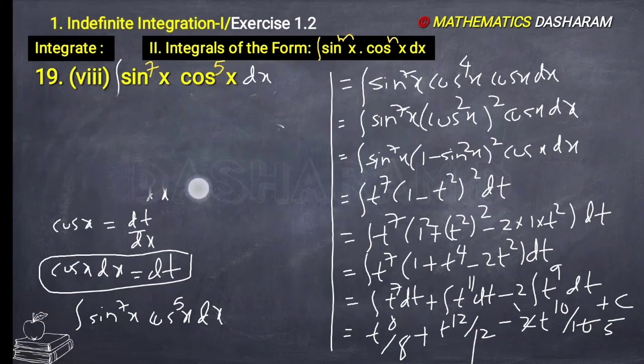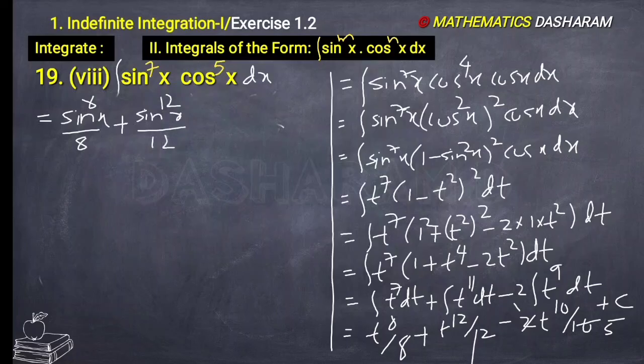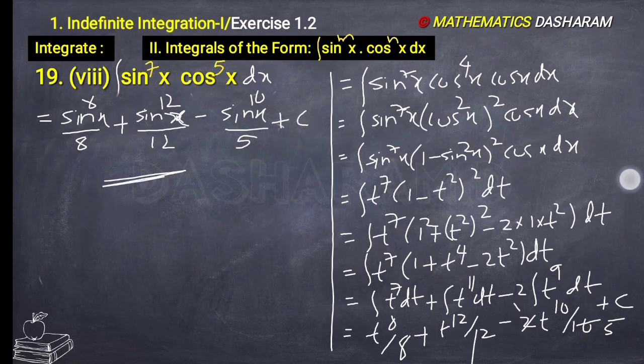So now substitute the t value. t value is sin x, so sin x all to the power of 8 by 8 plus sin x all to the power of 12 by 12, next minus sin x all to the power of 10 by 5 plus c is our required answer.